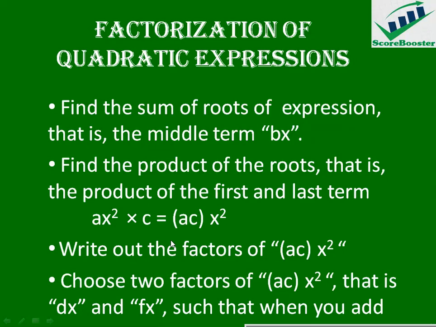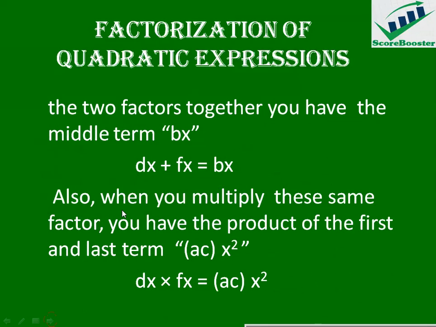After you find the product of the first and last term, which is called the product of the roots, you write out the factors of acx squared. Then you choose two factors out of the factors of acx squared you've written, so that when you add these two factors together, you have your middle term, which is bx, which is also your sum of the roots. And when you multiply these same two factors together, you have the product of the roots, which is the product of the first and the last term. That is what we have here.